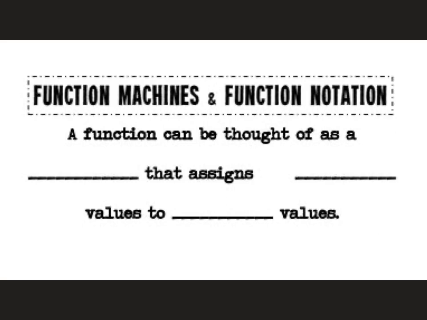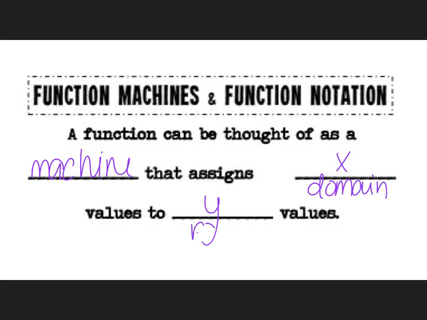All right, so when we talk about function notation, we think of functions as a machine. So this machine assigns x values to y values, or domain values to range values. Of course, there are different names we can use. We can also say inputs to output, and so on and so forth. So let's take a look at what this machine actually looks like.